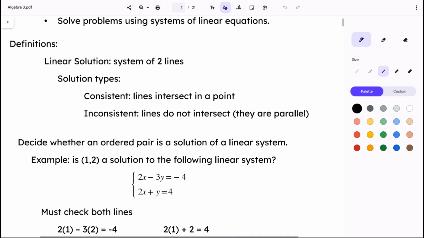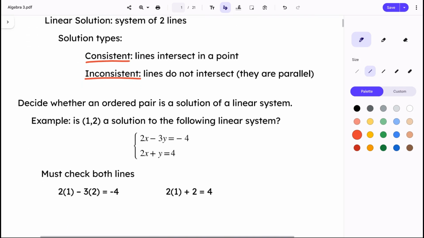When you have a linear system, you can have two situations. You can have a consistent solution, or you can have an inconsistent solution. Consistent means that your lines would intersect at a point, so they would cross, making an X on the graph. Inconsistent means that they would not cross. They would be parallel to each other. And we've talked a little bit about inconsistent and consistent solutions in the past.